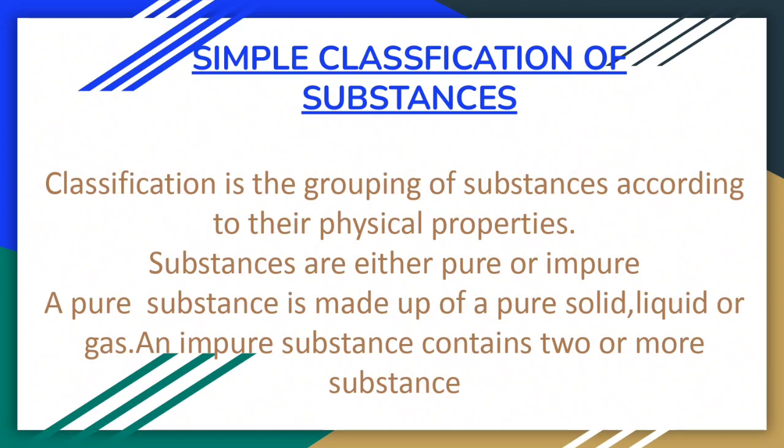So in our introduction, we have realized that we can classify substances depending on their physical properties. And in that grouping, we have substances which are pure and others which are not pure. We have said a pure substance is just made up of itself. It can be a pure liquid, solid, or gas. Then impure substances consist of two or more substances combined together.